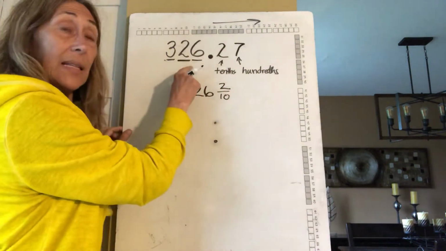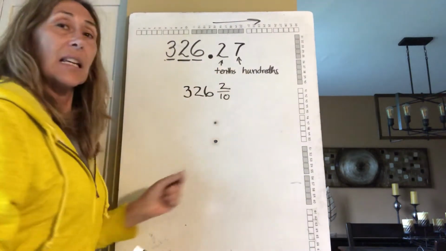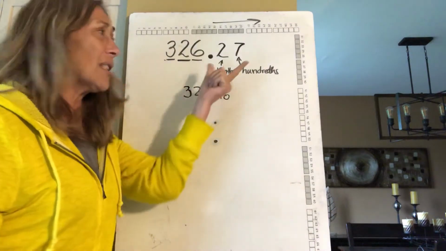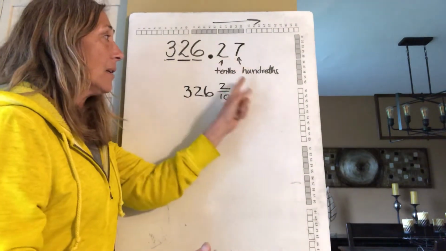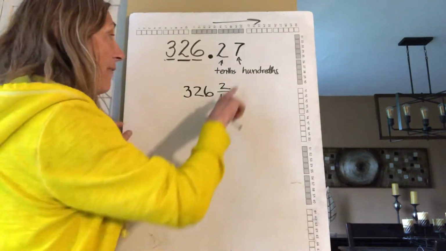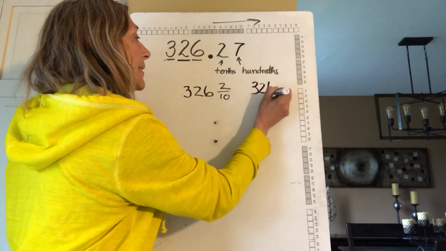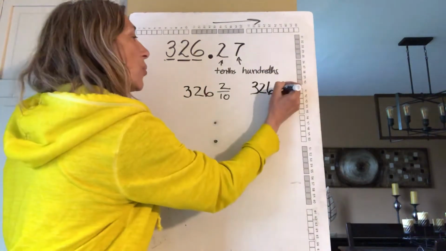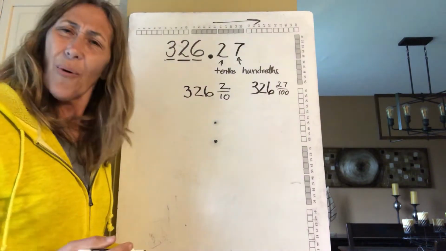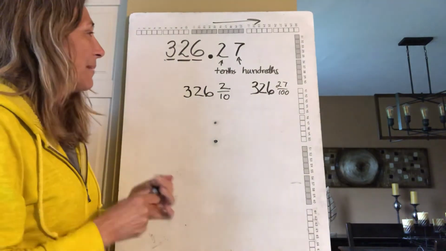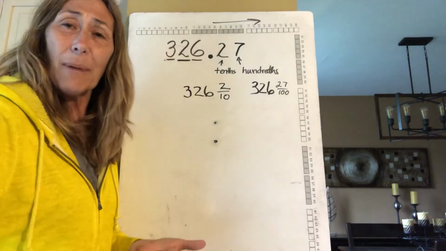So I would read this number, 326, decimal says "and," then whatever digits are here, I read them together, 27 hundredths. If I were to write them as a mixed number, 326 and 27 hundredths. Wow, that's pretty similar. It's quite patterns. Math is all about patterns.